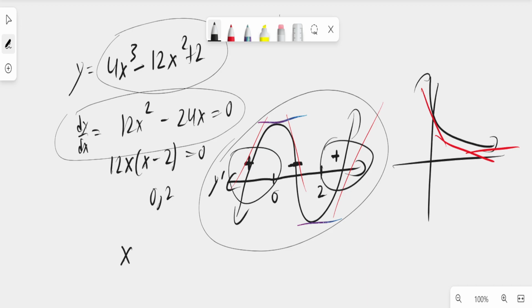So it's when x is, what, greater than 2? And why is it not equal to? Does anyone know why? Because if it was, it's horizontal. Yeah, it's horizontal. It's neither increasing nor decreasing at that point.